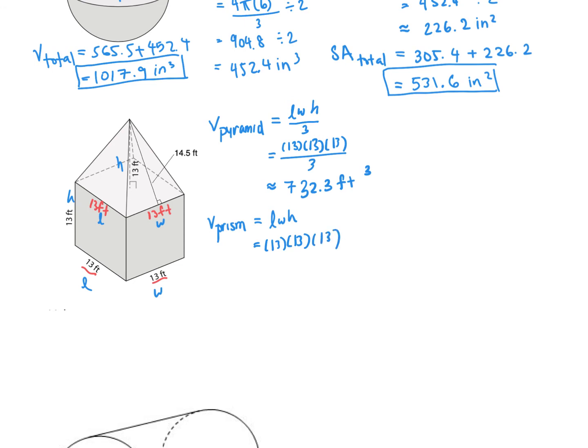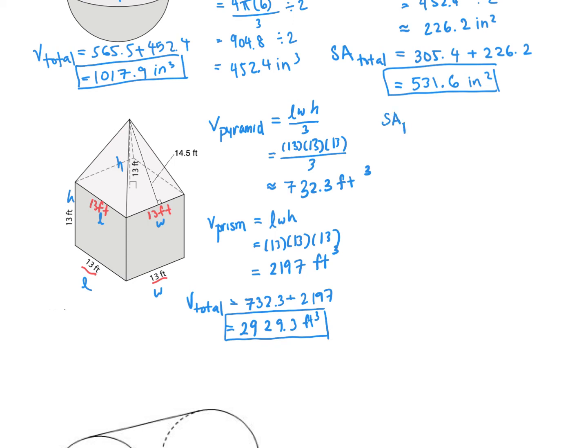Because it is a cube. And when we multiply those, we get 2,197 feet cubed. And now we can add the volume of the pyramid with the volume of the prism to get our total. So nothing too fancy for the volume. You just have to select the correct formula, and you can just match your shapes, and then you add them together. So our total volume is 2,929.3 feet cubed.